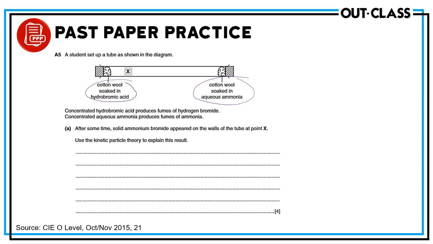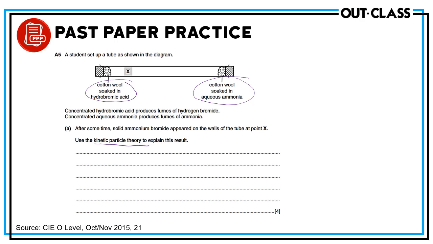Now, if they had not told you that fumes are formed, then you have to explain that first both liquids will evaporate and form vapors. Okay? They make fumes of ammonia and hydrobromic acid. Obviously, now both the vapors are in constant motion. The air inside the tube is also in constant motion. You have to explain it in terms of kinetic particle theory.